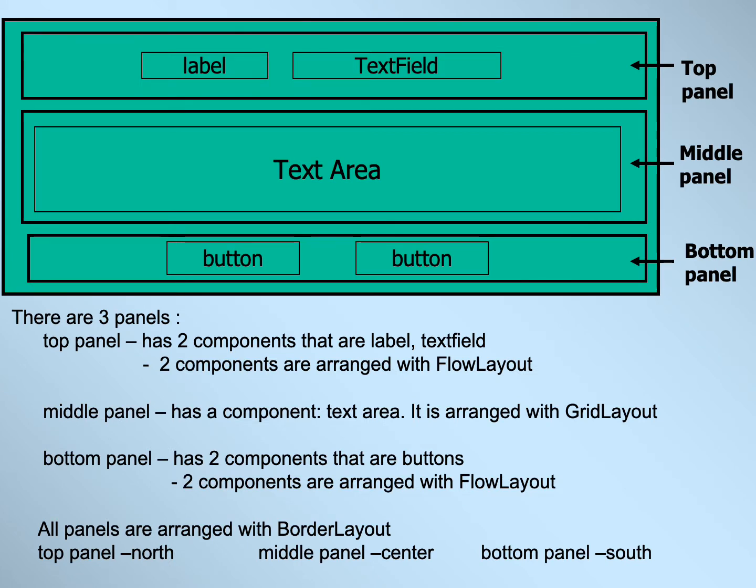Let's look at this figure. See that we have 3 panels. The top panel has 2 components that are label and text field. These 2 components are arranged by using the flow layout. In the middle panel, it has 1 component, which is a text area. It is arranged using grid layout. And then in the bottom panel, it has 2 components that are buttons. These 2 components are arranged by using the flow layout.